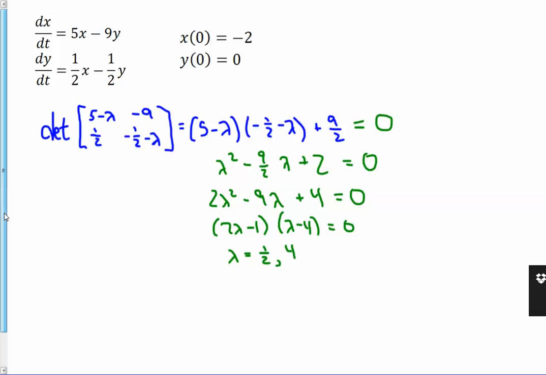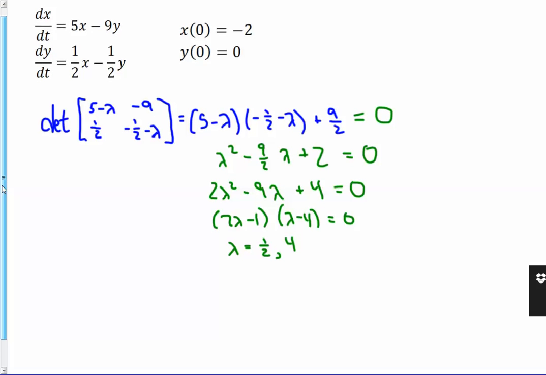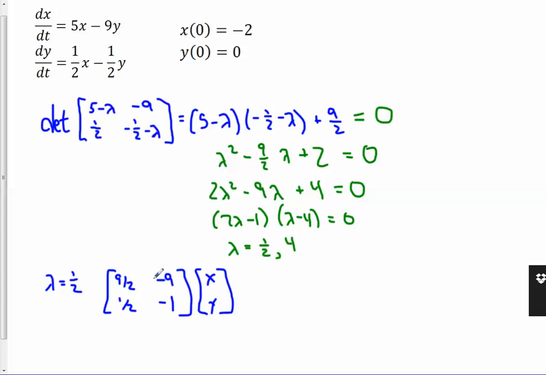Okay, so next, after finding the two eigenvalues, and we did get 2, that means this is going to be doable based on what we've learned so far. We need to find the eigenvectors. All right, so for lambda equals 1/2, I put 1/2 into this matrix. That gives me 9 halves, negative 9, 1/2, negative 1. And I'm looking for a vector that this kills, a vector that's in the kernel of that matrix.